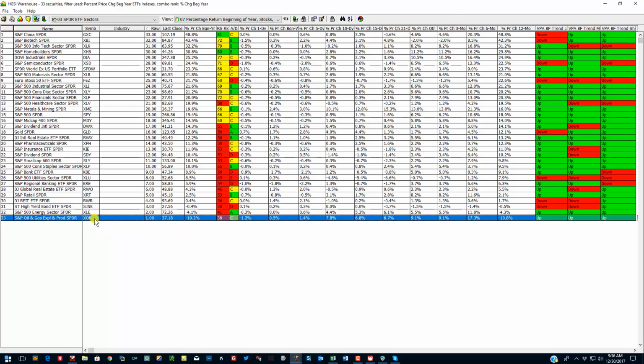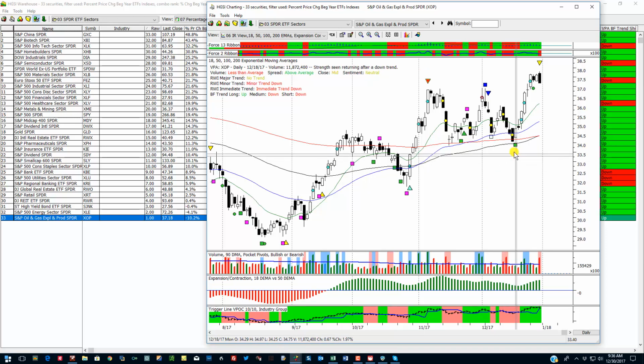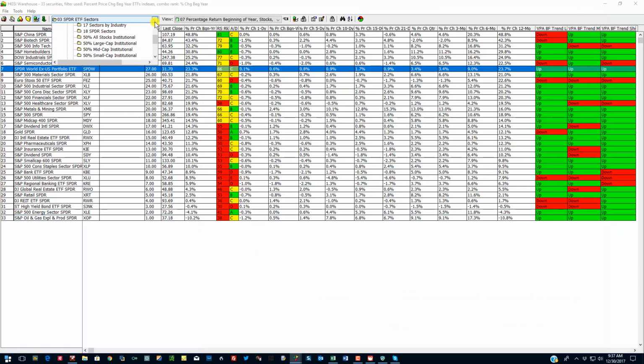That's the XOP. Bring that chart up. You can see that here was a VPA flag strengthening returning after a downtrend, and then here's an effort to rise, another effort to rise, another effort to rise. Stalling a little bit now, but a very nice move over a few short days. Okay, I'm going to move down to the next one.